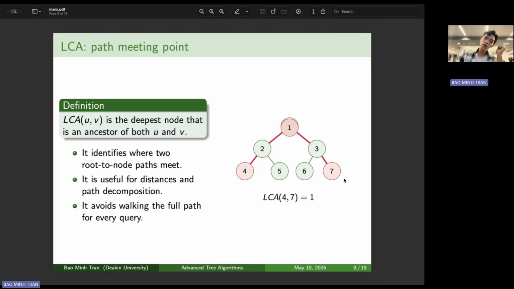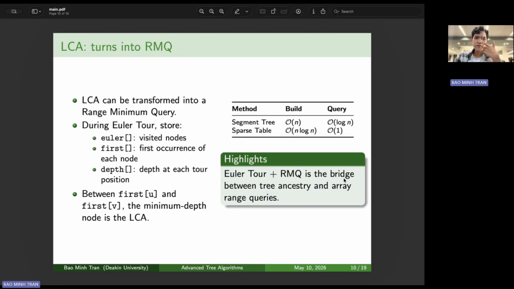How? Well, there are many ways. We have square root decomposition. We have sparse table with binary lifting, and many more. But here we will try to utilize the Euler tour we introduced previously and the segment tree or sparse table. Similarly, we can transform the problem from LCA into RMQ. But firstly, we do the Euler tour to flatten the tree again. Here, we store the first occurrence of each node.